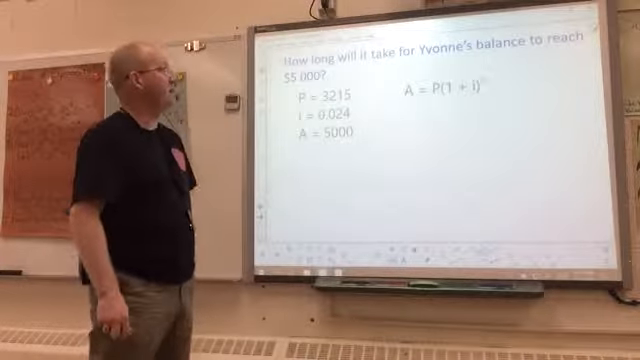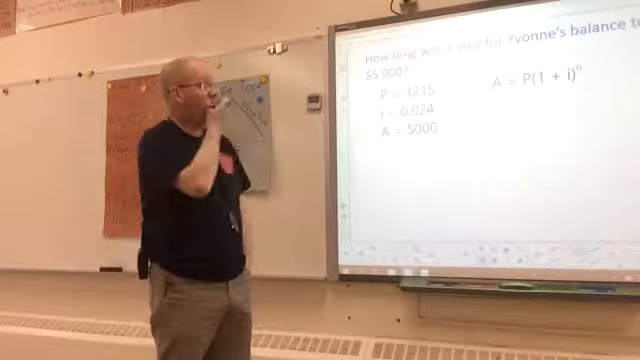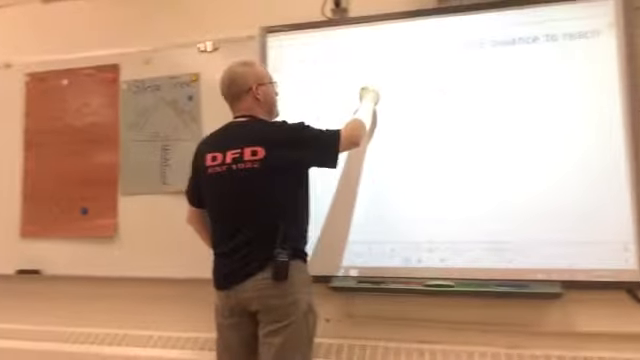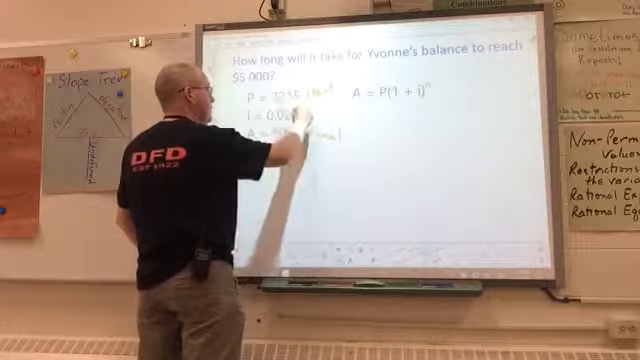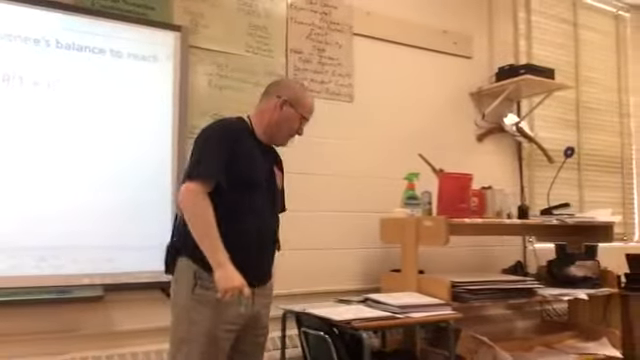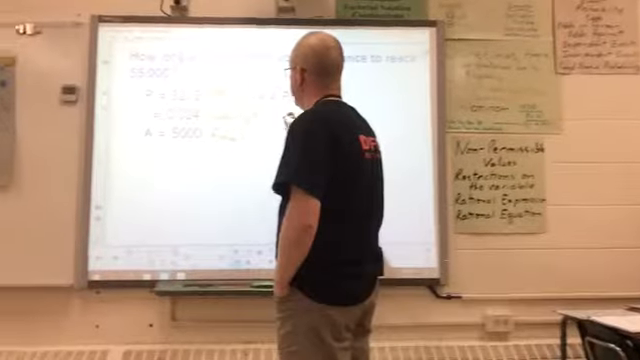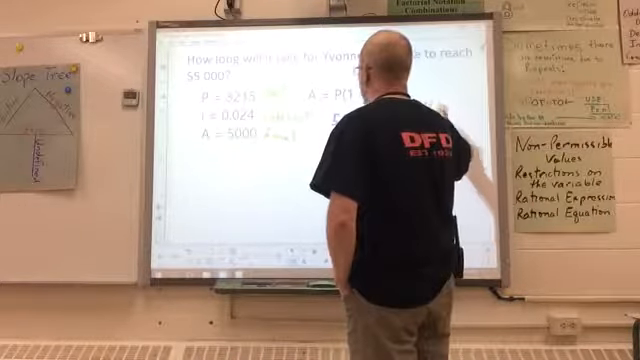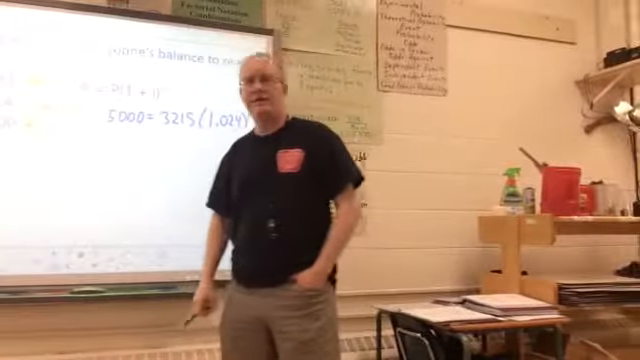Now, how long will it take for Yvonne's balance to reach $5,000? This is something you have to be able to do, and this is the typical question you'll get. So, principal is $3,215. That's how much she starts with. Now, here you plug in the numbers. So this is 5,000 equals 3215 times 1.024 to the x, or n or whatever you want to call it.